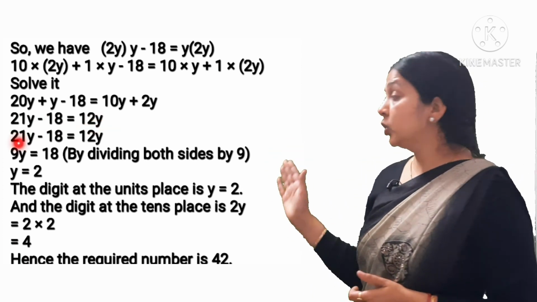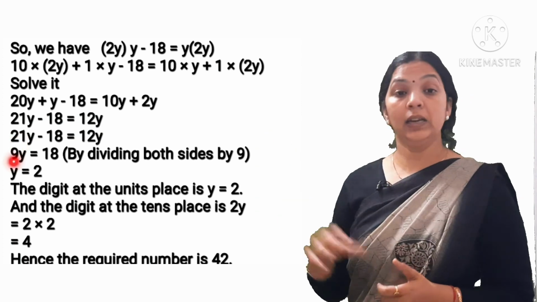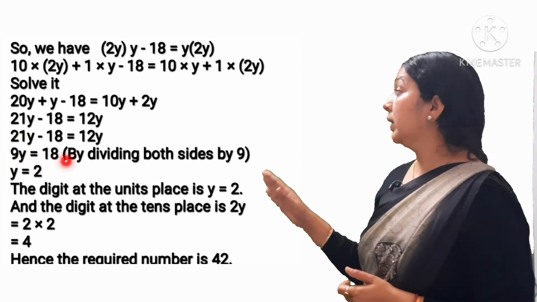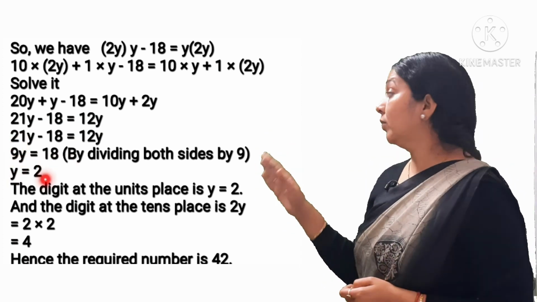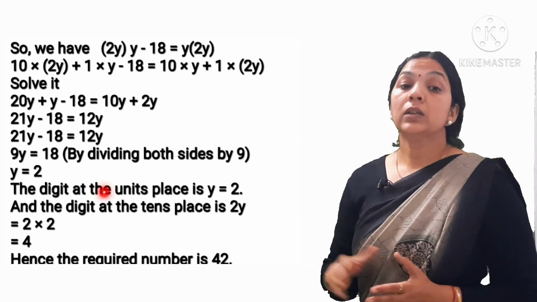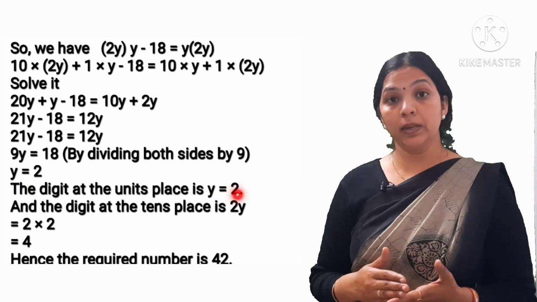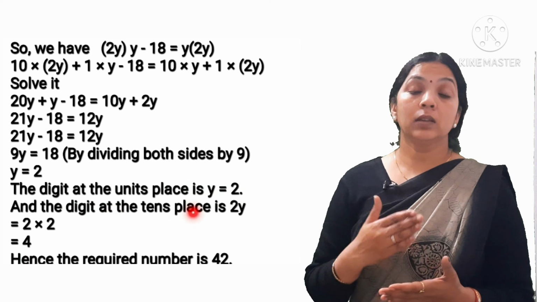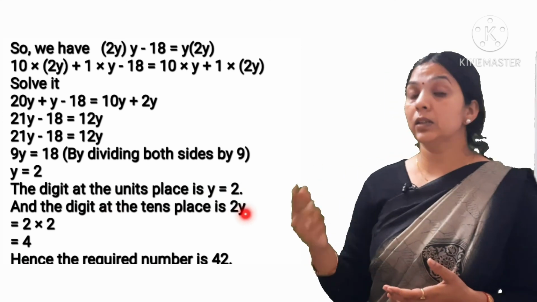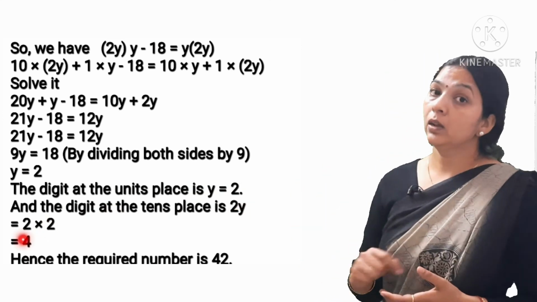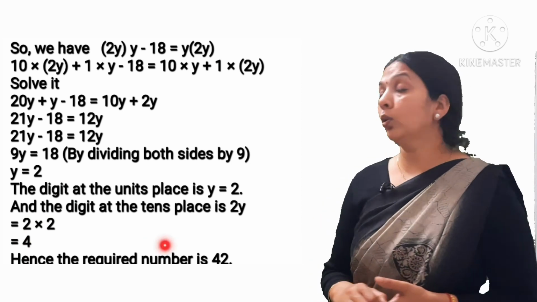So, we will shift 12y to the LHS. So, it will become 9y is equal to 18. So, y is equal to 2. So, the digit at the unit place is 2. Now, the digit at tens place is twice the digit at ones place. So, it will be 2 into 2, that means 4. So, the required number is 42.